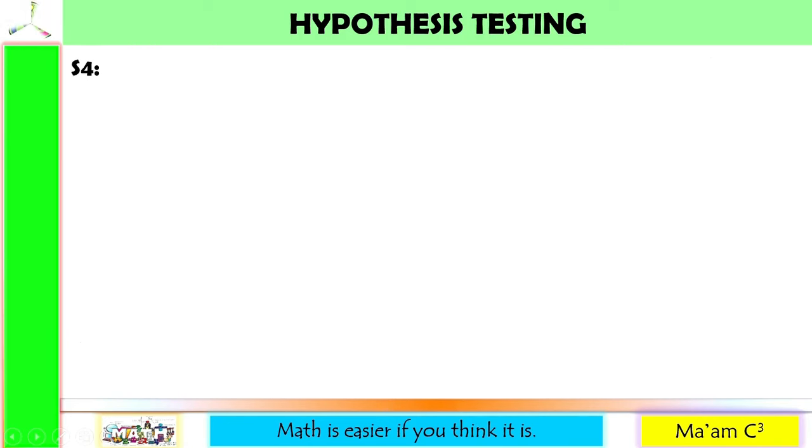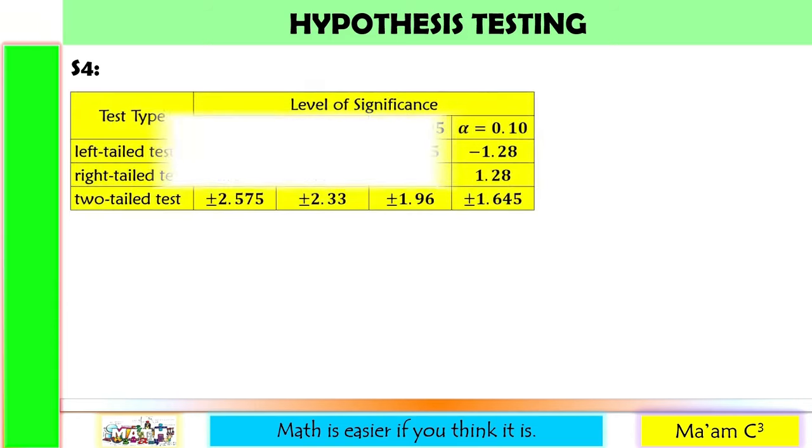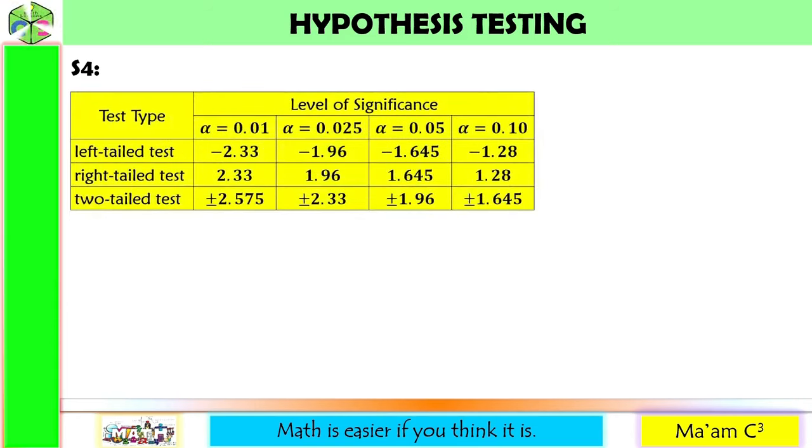Step 4, let us delineate the regions of rejection and non-rejection. Since we decided to use z-test, we're going to recall our z-critical values. Let us recall also our alternative hypothesis, and that is mu is greater than 100, as well as our level of significance. So greater than, this is our right-tailed test. 0.05 level of significance, so our critical value is 1.645.